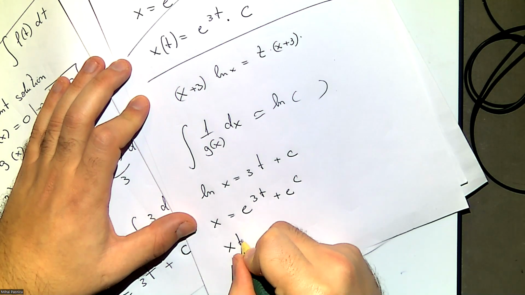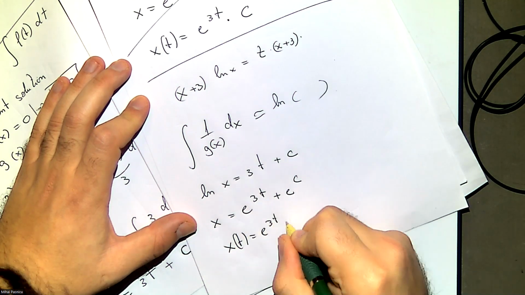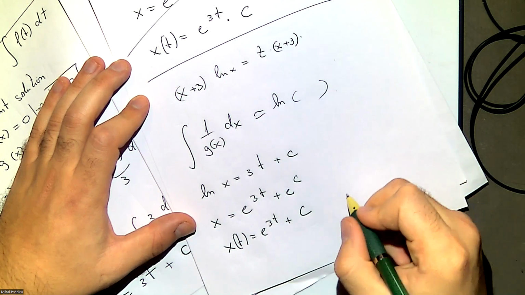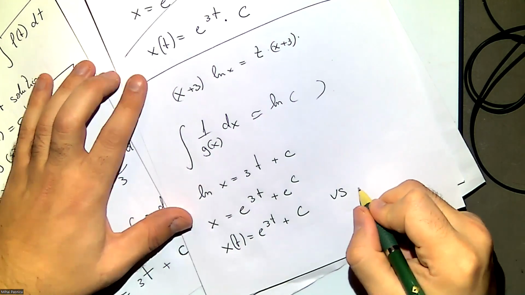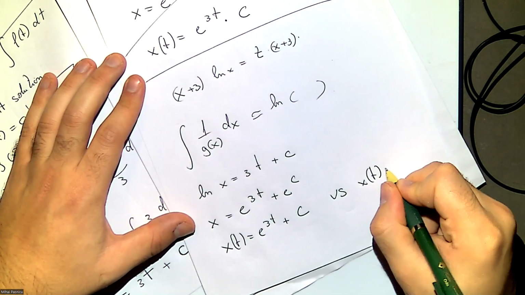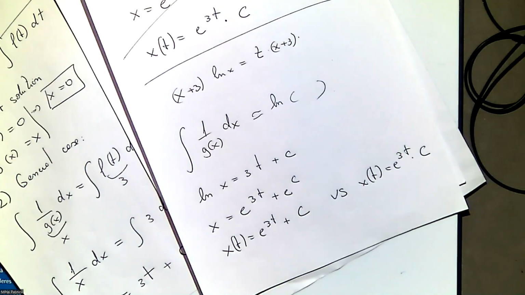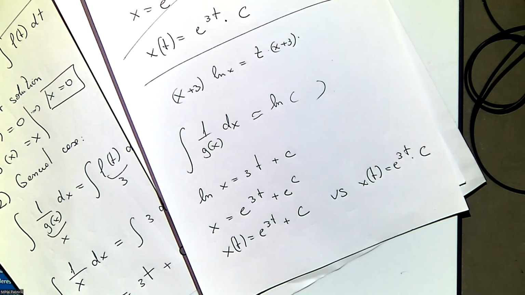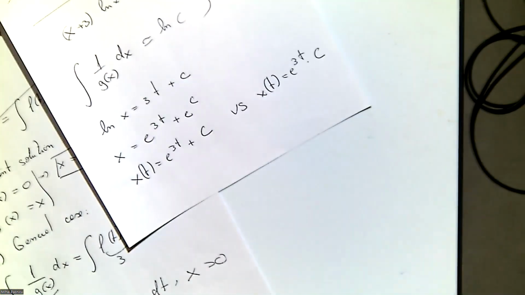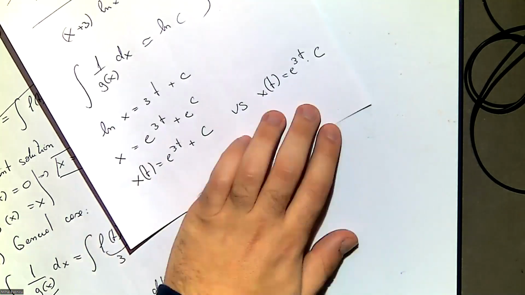So x of t is equal to e to the 3t plus a constant, versus what I wrote up top, where I got x of t is equal to e to the 3t times a constant. First of all, in case it's not obvious why they're different, you might say, we just don't care about this. Let me give you an example where it actually matters, and you're going to lose literally everything. So these are your general equations. We're going to do your version versus my version.